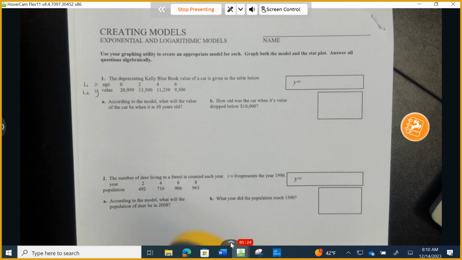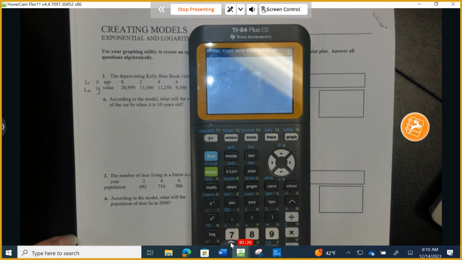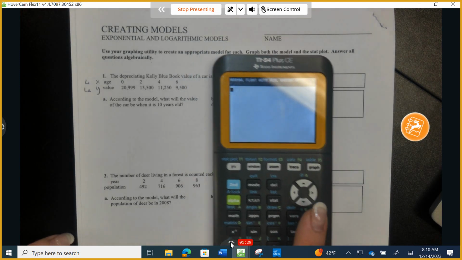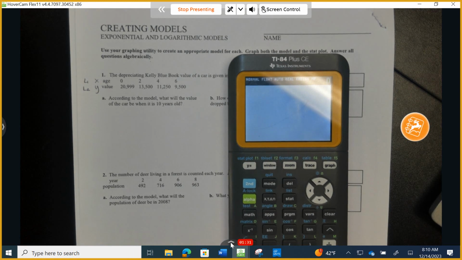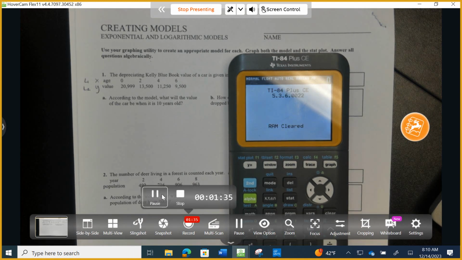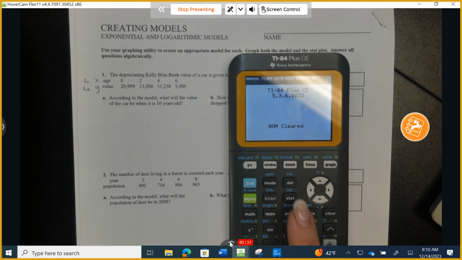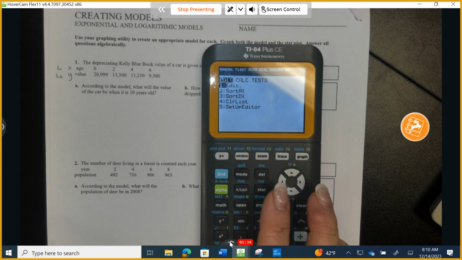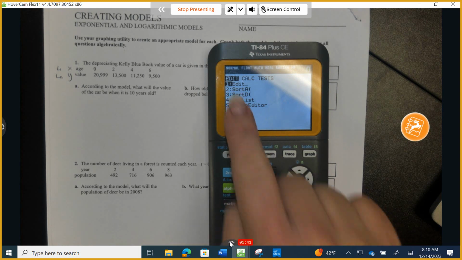And so the first thing I want you to do is clear your calculator. So go second plus 7, 1, 2. And you are following along with me live, or if you are watching the video at home, please do the same. All right, so after we clear this, we're going to hit stat, and from stat we are going to go to edit.